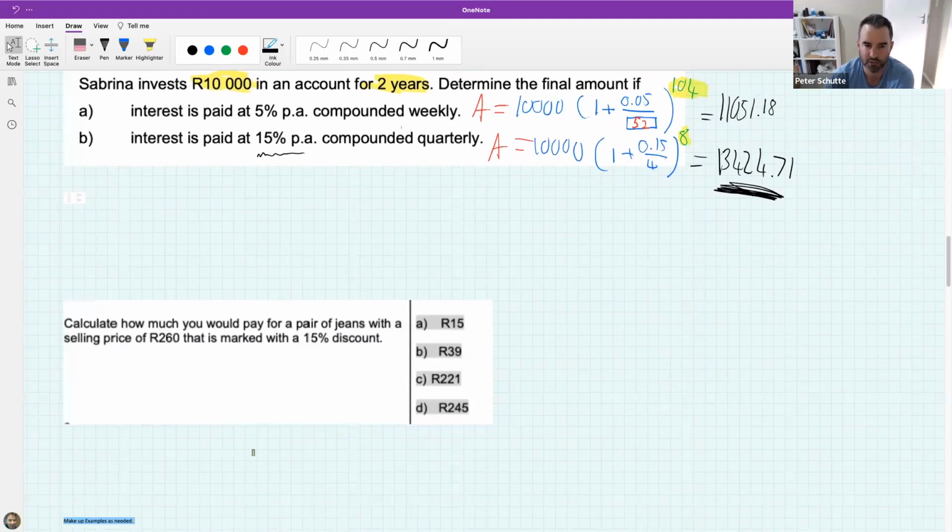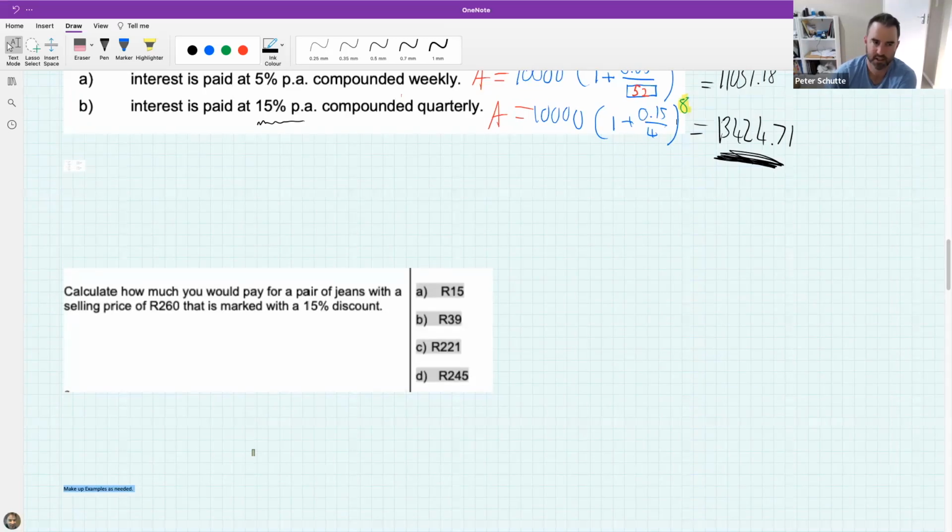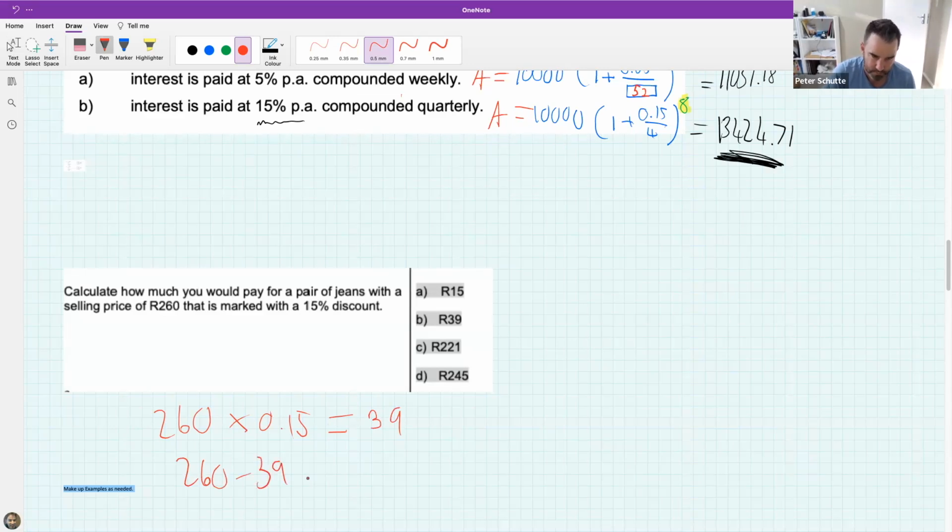People are going for B. Let's have a look here. Do I think it's B? Do I think it's C? Well, it says you have a pair of jeans and they are 260 Rand, and how much would you pay? Okay, it's a discount. To find 15% of that, I could work out 260 times 0.15, and I would get 39, and then I would have to go 260 minus 39, and that would give me 221.